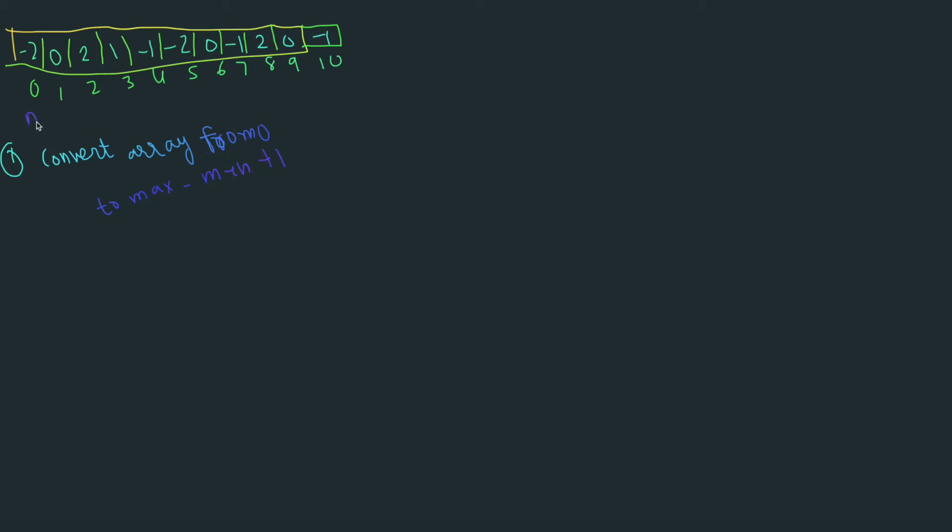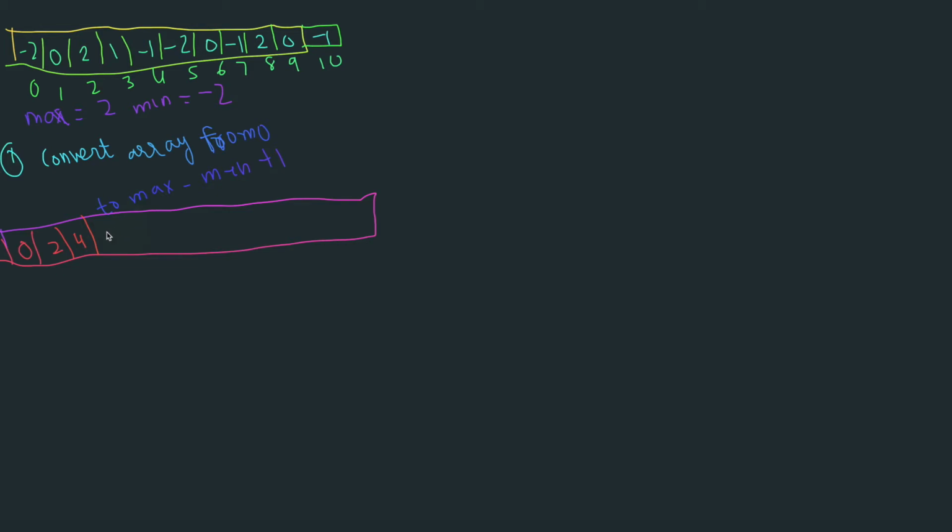For this particular array, what is the max value? It is 2, and the min value is -2, right? So in order to convert the array to the range 0 to max minus min, we subtract the minimum value from each of the elements. So -2 minus -2 becomes 0. 0 minus -2 becomes 2. 2 minus -2 becomes 4.